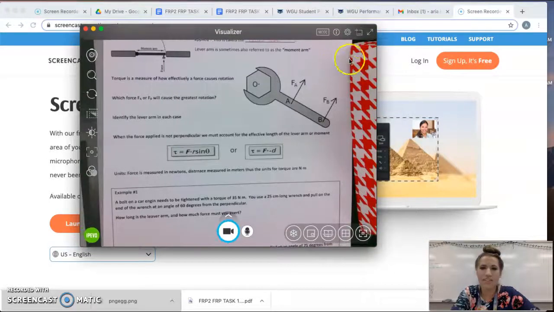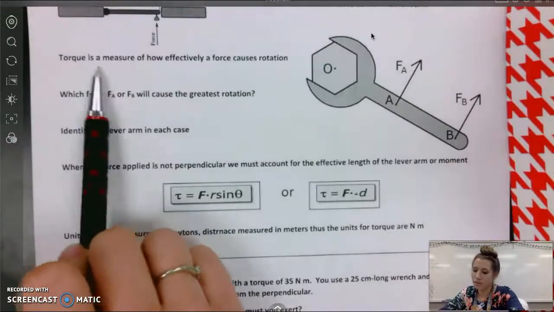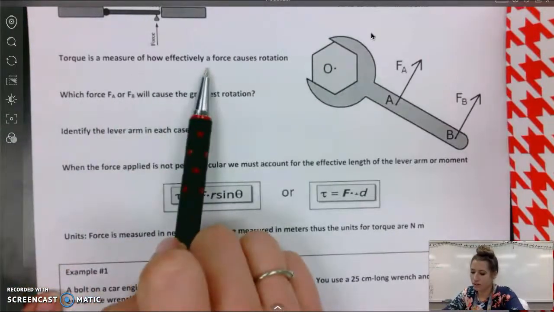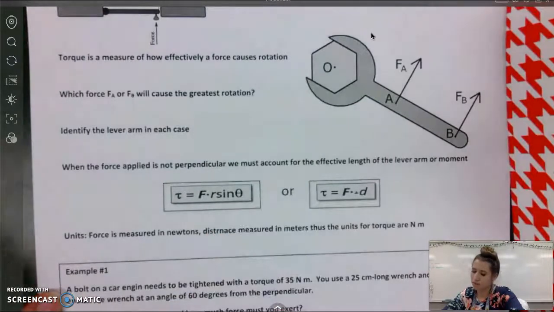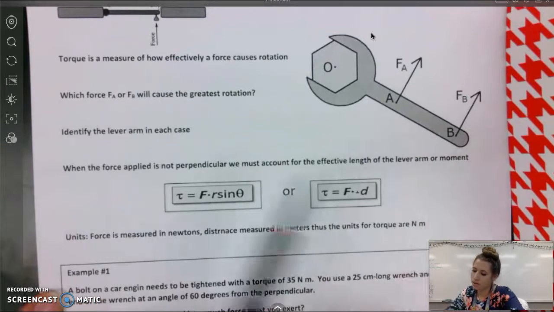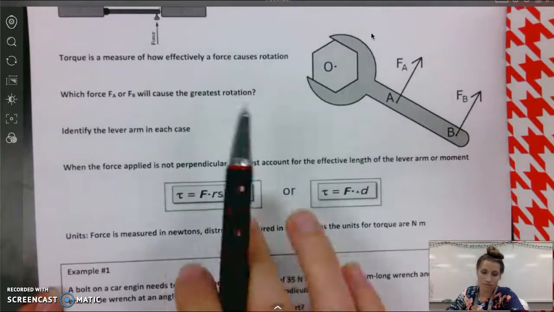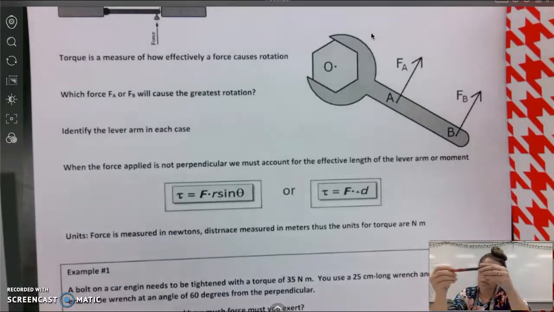Okay, let's continue. So, a torque is a measure of how effectively a force causes rotation. Which force, A or B, will cause the greatest rotation? Okay. And we talked about this a little bit already, but I want you to think about when you push open a door.